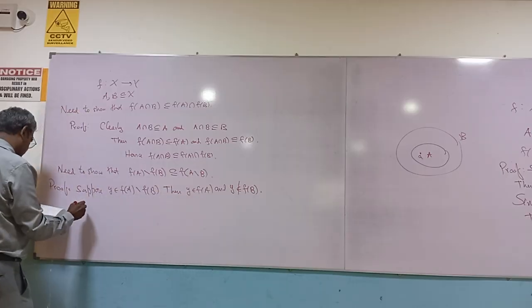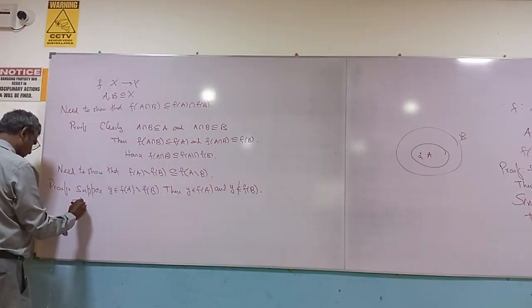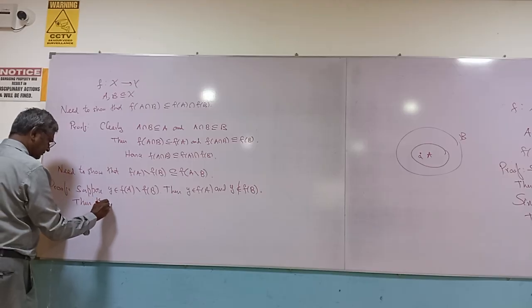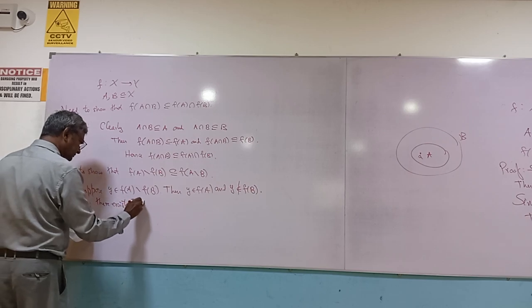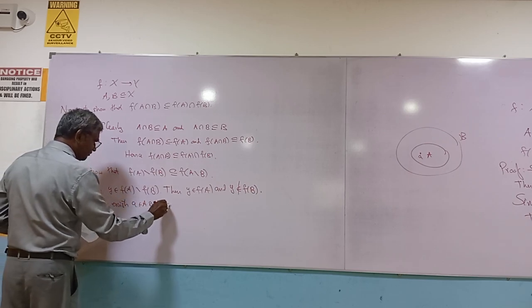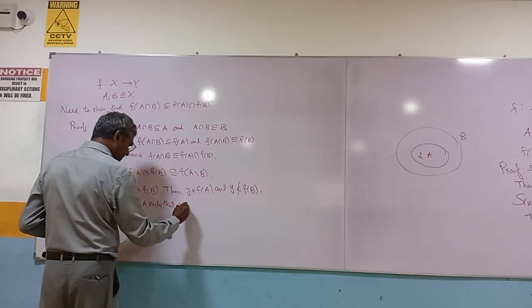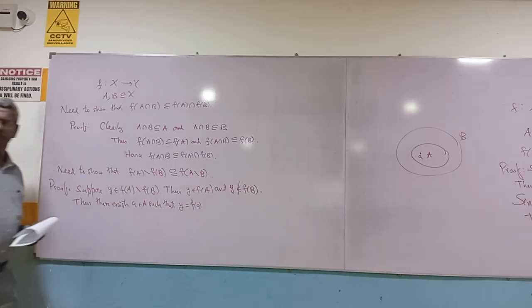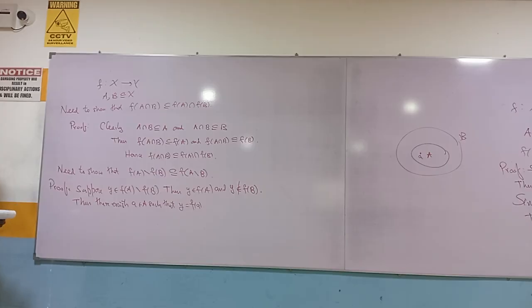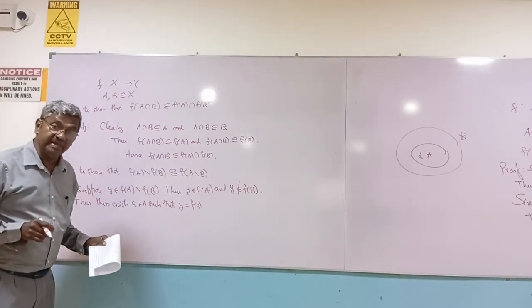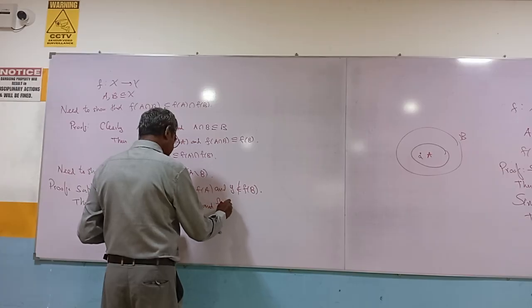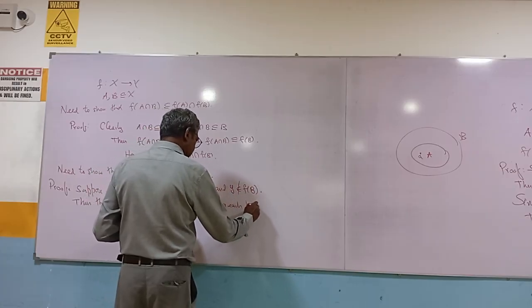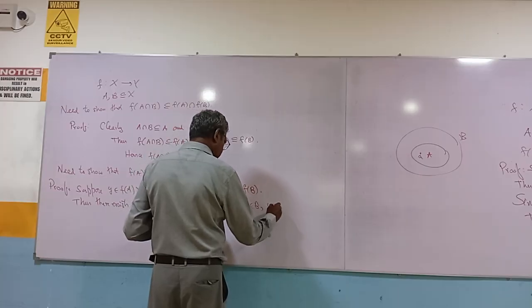Since y belongs to f(A), there exists a little a belonging to capital A such that y is equal to f(a). However, y does not belong to f(B), and for each little b belonging to capital B, y is not equal to f(b).